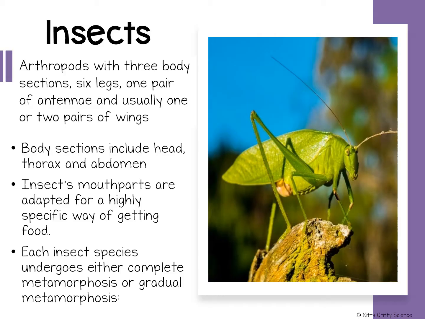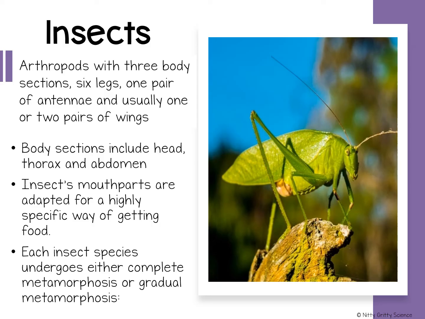Insects. Out of all the arthropods, you can identify insects by counting their body sections and legs. Insects are arthropods with 3 body sections, 6 legs, 1 pair of antennae, and usually 1 or 2 pair of wings. The 3 body sections are the head, thorax, and abdomen.